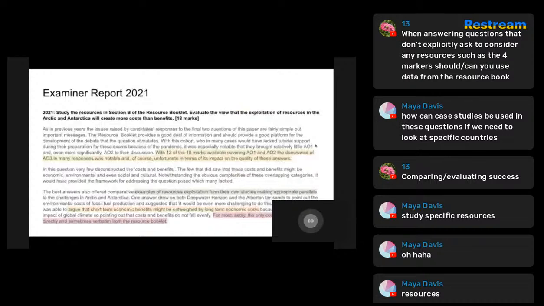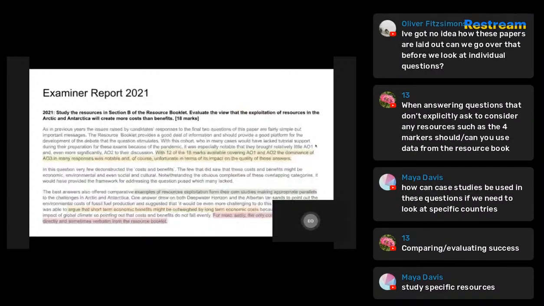I've highlighted the key points here. The 18-mark question in 2021 said: study the resources in section B of the resource booklet, evaluate the view that rotational resources in the Arctic and Antarctica will create more benefits than costs. The important thing I've highlighted is that with 12 of the 18 marks available covering AO1 and AO2, the dominance of AO3 in many responses was notable and, of course, unfortunate in terms of its impact on the quality of those answers.